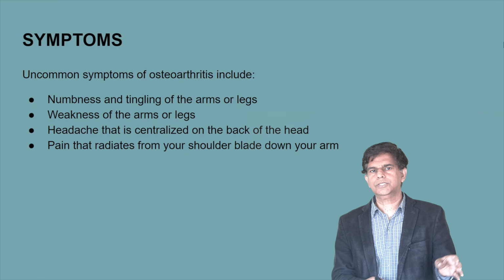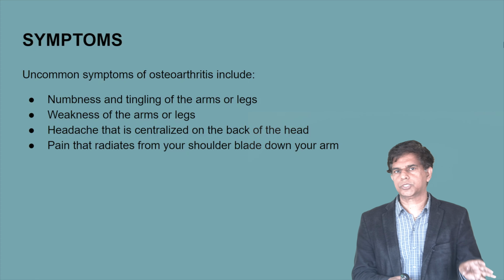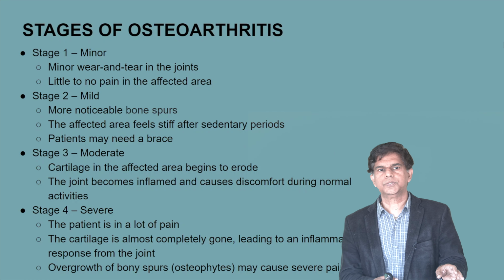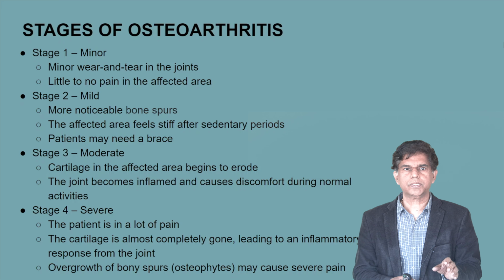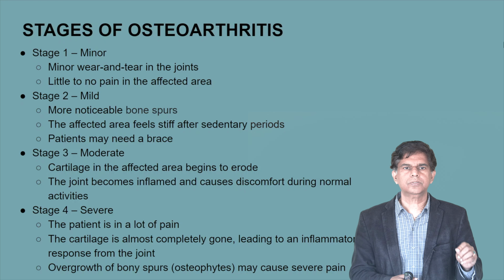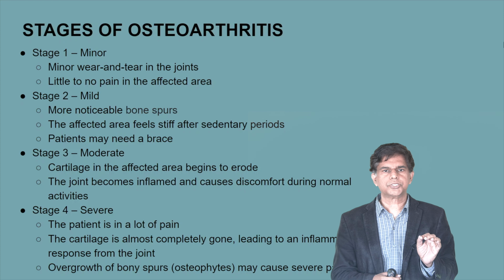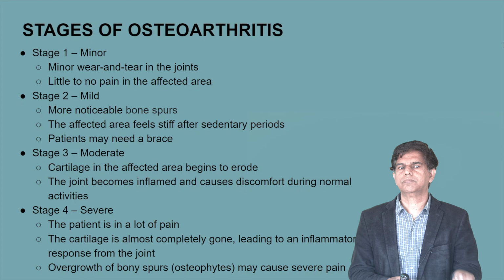So stage-wise in osteoarthritis, there are 4 stages. Stage 1, stage 2, stage 3, stage 4. In stage 1, you get minor wear and tear in the joint, no pain. When you go to stage 2, more noticeable bone spurs will be seen. The affected area feels stiff after a sedentary period. The patient may need a brace.